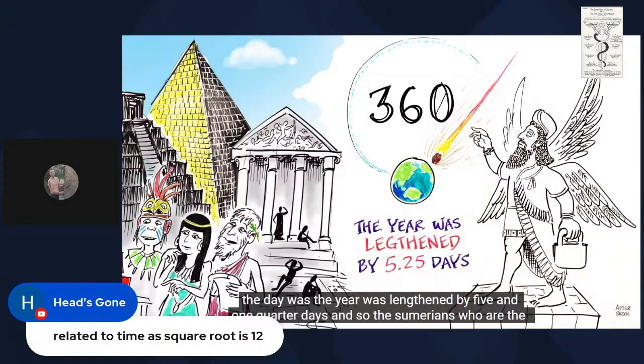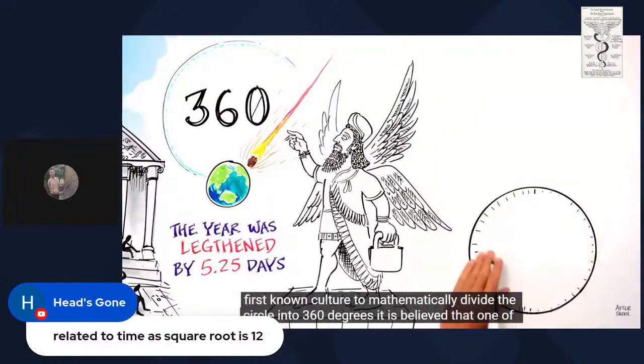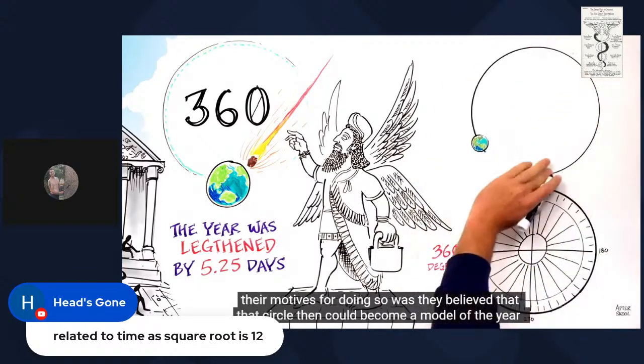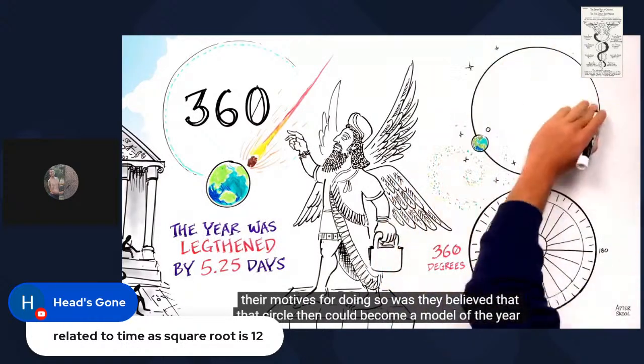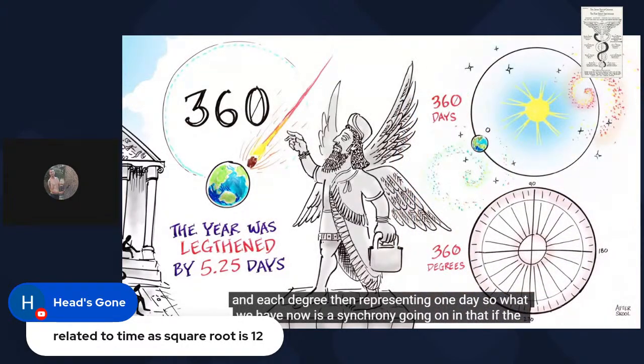5 1/4 days. And so the Sumerians, who are the first known culture to mathematically divide the circle into 360 degrees, it is believed that one of their motives for doing so was they believed that that circle then could become a model of the year, and each degree then representing 1 day.